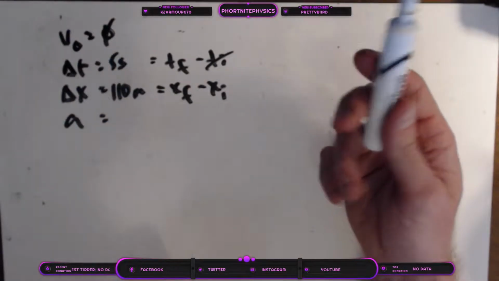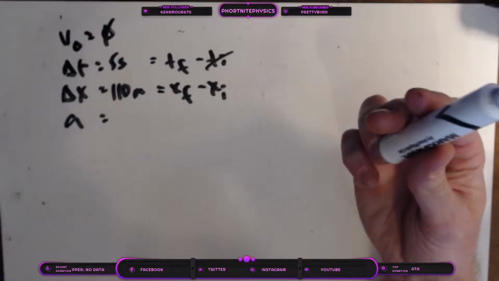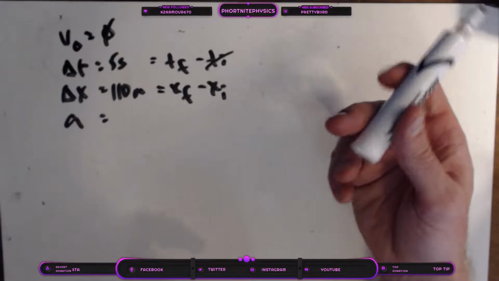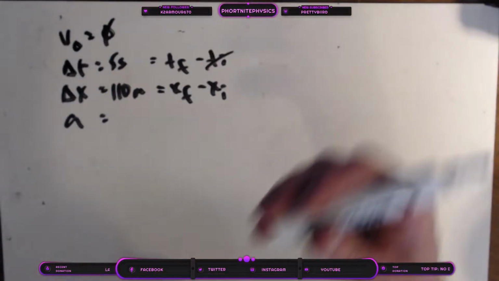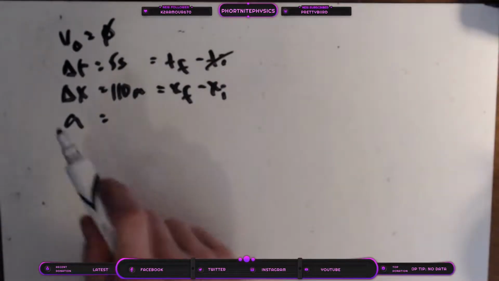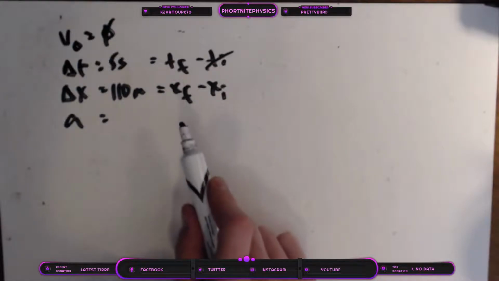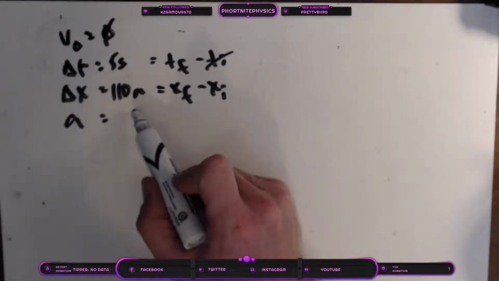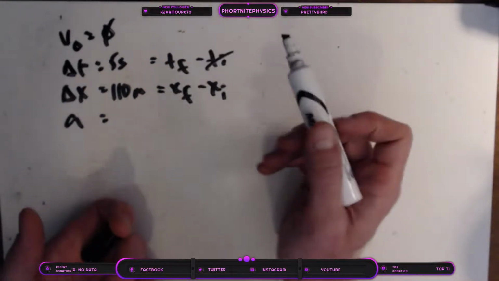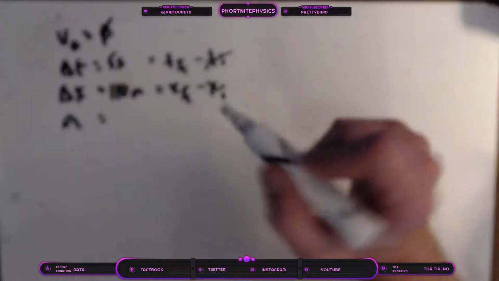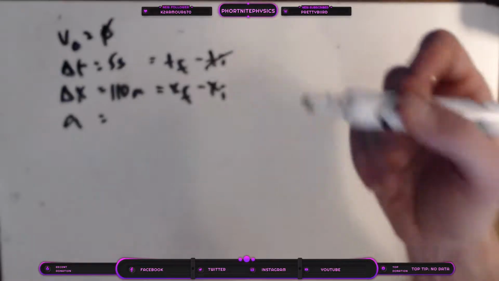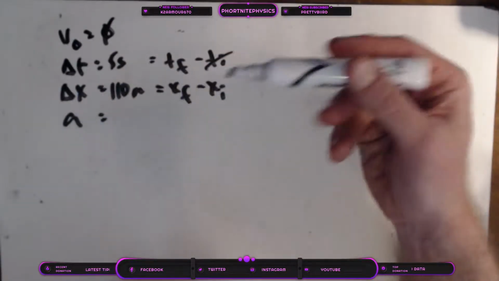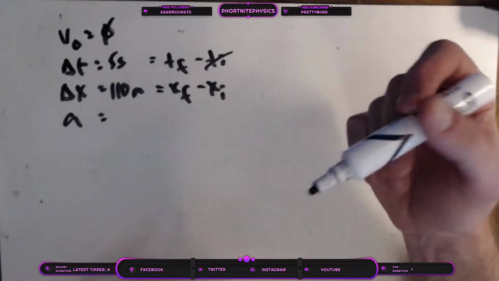So if it's at 110 seconds, that's the same as 110 minus 0. It's just sort of pointless. But our delta x indicates that the car has traveled 110 meters from wherever. Delta represents the change. You can read delta as the words "change in," so change in time, change in displacement.